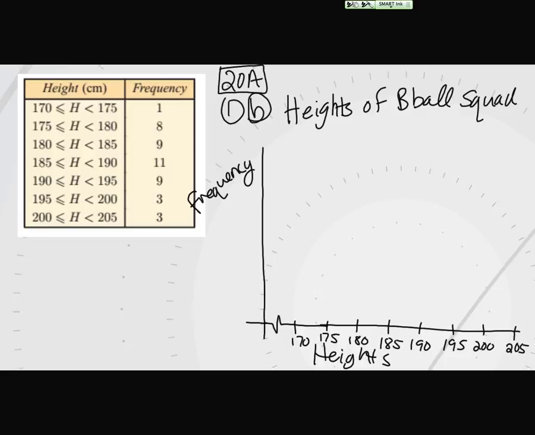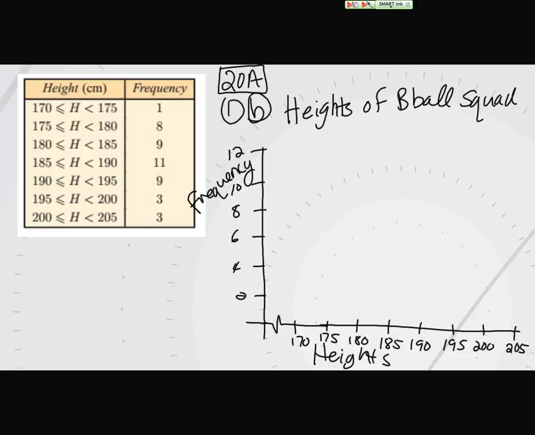then for the frequency, we have to at least get up to 11. You can choose to count by whatever you want. I decided to count by 2s. That just was faster for me. But if you want to count by 1s, I'm not stopping you. And then you end up putting in your columns.